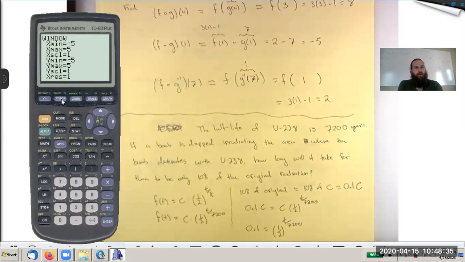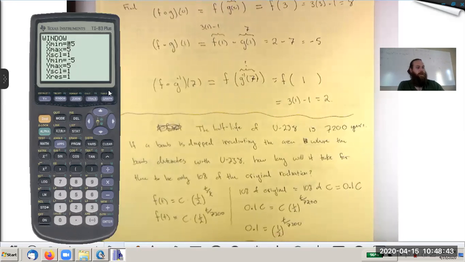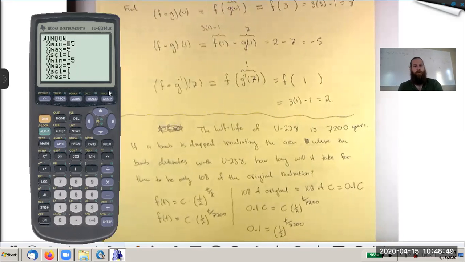So in order to get an idea for where these intersect, I need to pick a reasonable window size and a reasonable scale. The half-life of this stuff is 7,200 years, and I'm asking when we get down to 10%, so that's way less than half. So I'm going to set my x min to 0, and my x max to something crazy, like 70,000. My y min of 0 is fine, because I'm talking about percentages. I'll never have a negative amount here, and my y max could be 1. And I'll set my y scale to something like 0.01, so I can look at a really fine picture here.